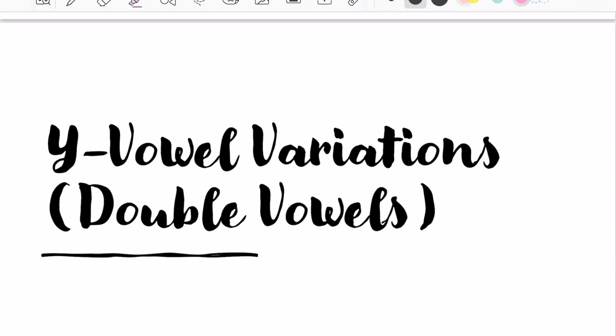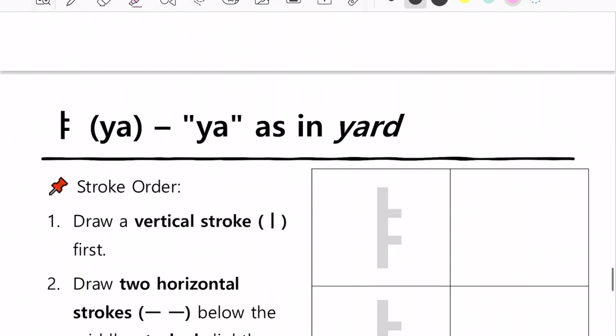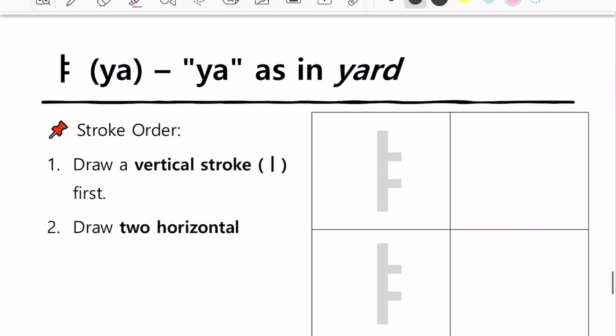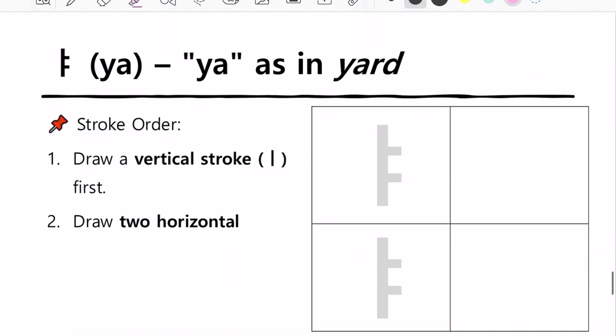Now we're going to move on to Y vowel variations. As you might know, I put the name as Y vowel variations because those vowels have similar pronunciation to English letters that start with Y's. First vowel is called Ya. Ya as in yard.